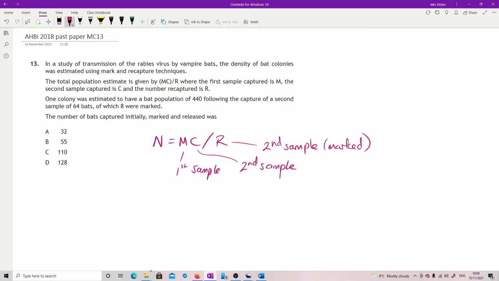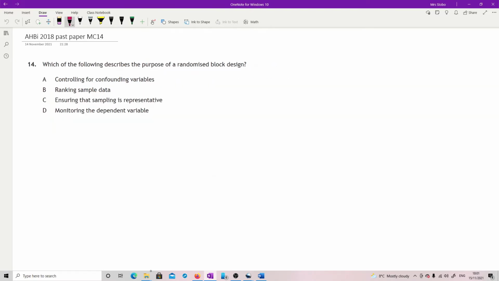So in this one, we're seeing that they've already worked out the population at 440, following the capture of a second sample of 64. And what we're trying to work out is M. So M times 64 divided by 8, because this is how many were marked. If I rearrange this for ease, M is 440 times 8 divided by 64. Plug that into your calculator. There is your answer.